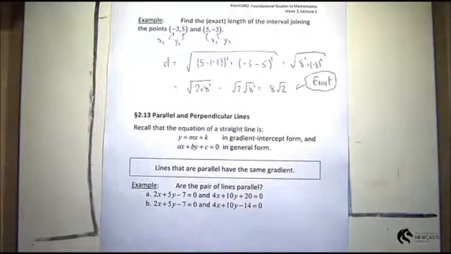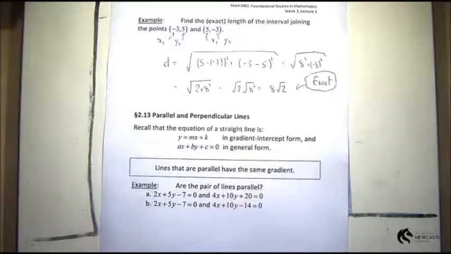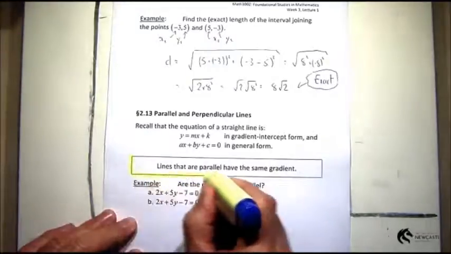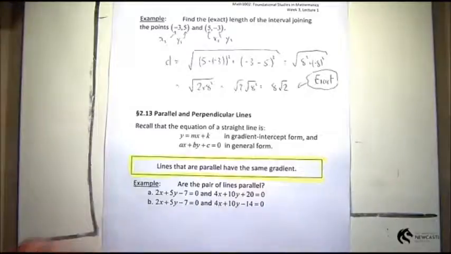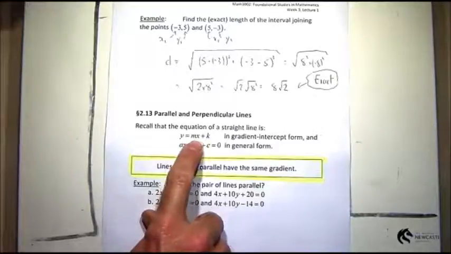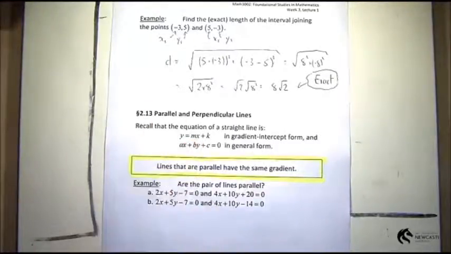And so if I have two lines, I can tell immediately if they are in point gradient or gradient intercept form whether those lines are parallel, because parallel lines have the same gradient. So in other words, if I have two lines and I write them in gradient intercept form, both lines will have the same value of m. So parallel lines have the same gradient.